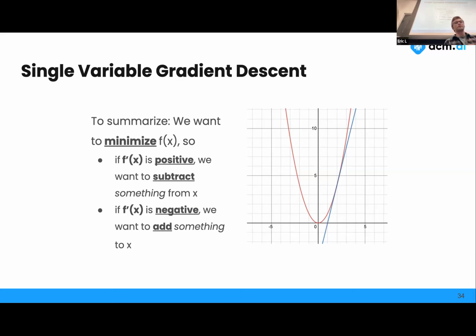Now, we can do that by finding the derivative and solving for the exact point, or we can do it algorithmically, which is what gradient descent is. In essence, rather than solving for a global minimum, we're going to take the point we're currently at, find the derivative at that point, and based on whether it is positive or negative, we will subtract or add something to x until we have reached a minimum value.